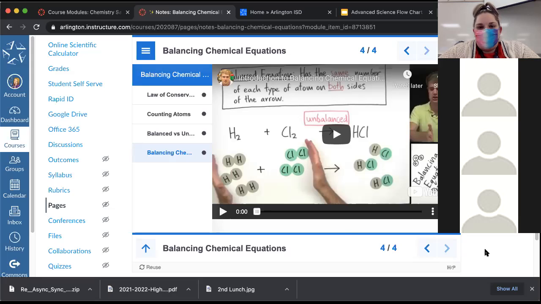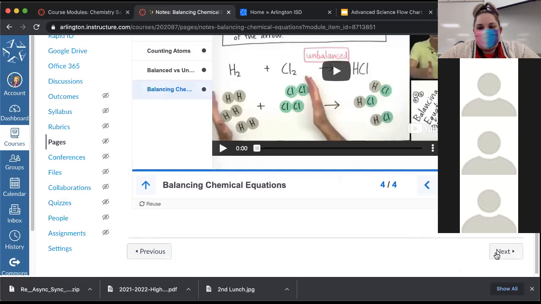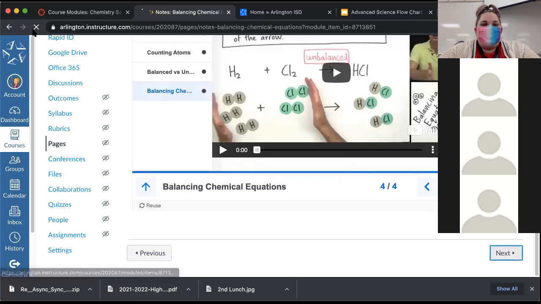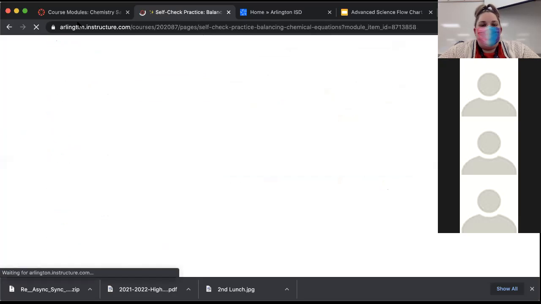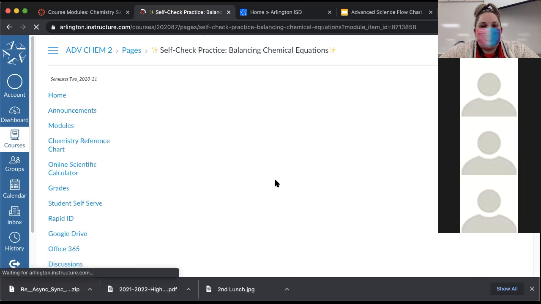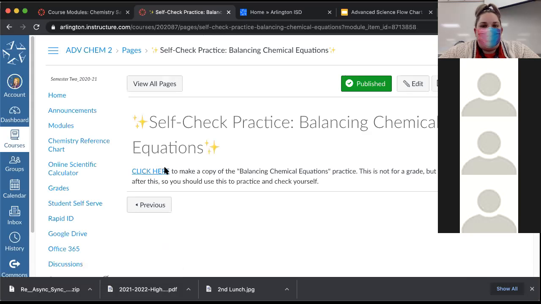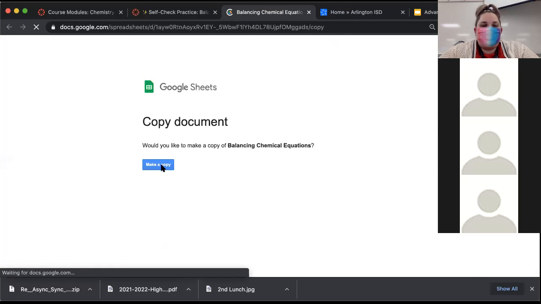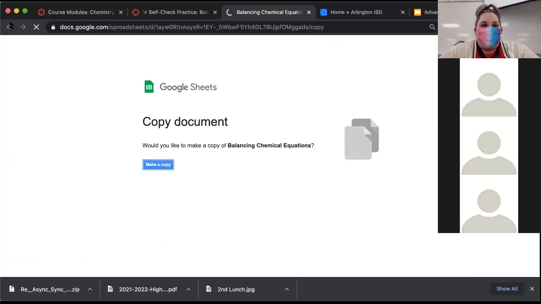So we're going to go and look at that really quick. So the self-check practice, the way it's set up is it's a Google sheet. And when you click on it, it's going to tell you to make a copy. And then you can practice. There are 10 equations that are already written out with the formulas. You are only having to do the balancing part. You're not having to write out the formulas from the names. You're just practicing what we just talked about with balancing and adding coefficients.